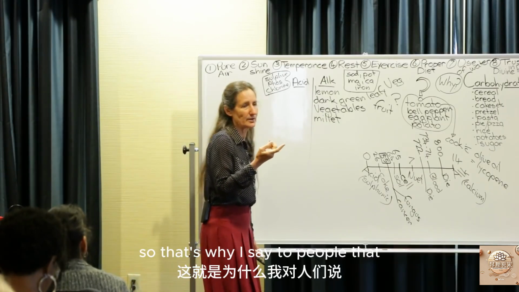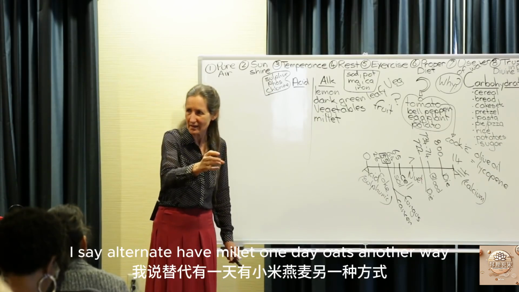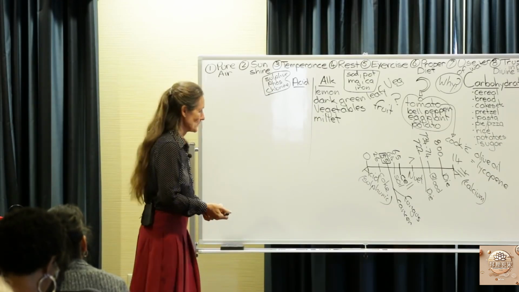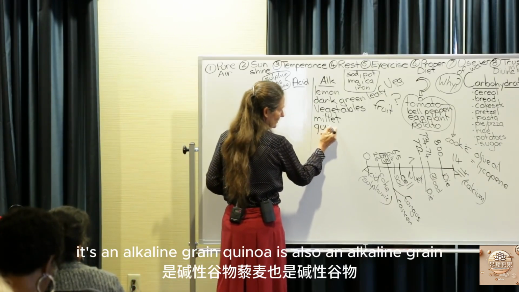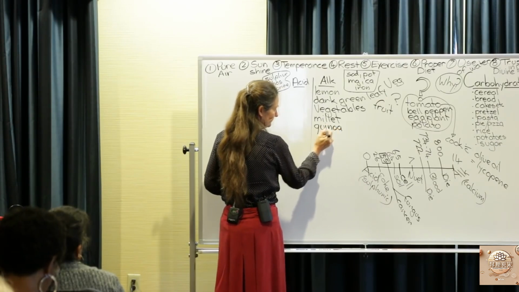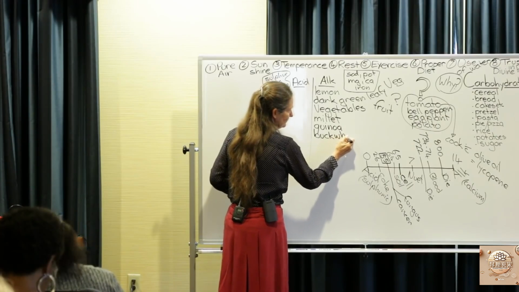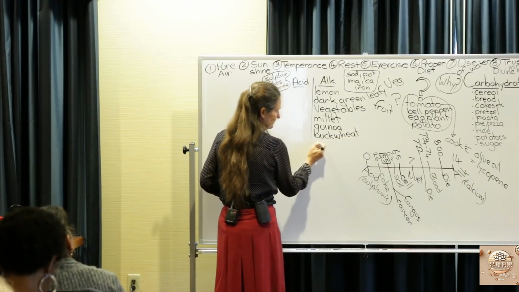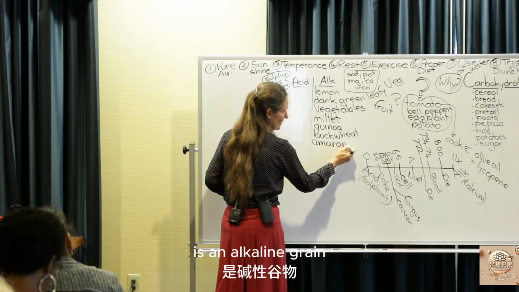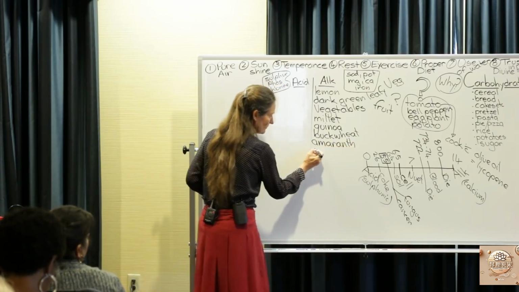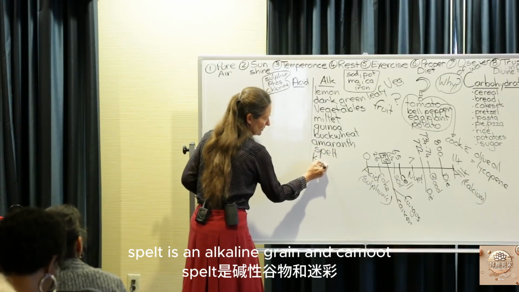So that's why I say to people that, you know, like oats for breakfast, I say alternate. Have millet one day, oats another day. It's an alkaline grain. Quinoa is also an alkaline grain. Buckwheat is an alkaline grain. Amaranth is an alkaline grain. Spelt is an alkaline grain, and kamut.